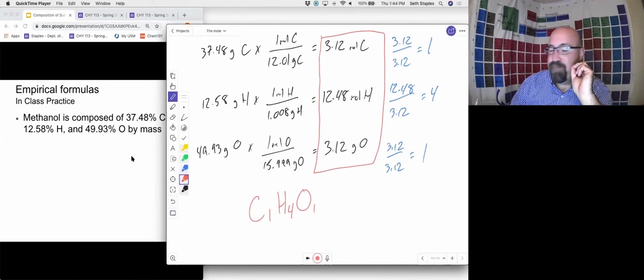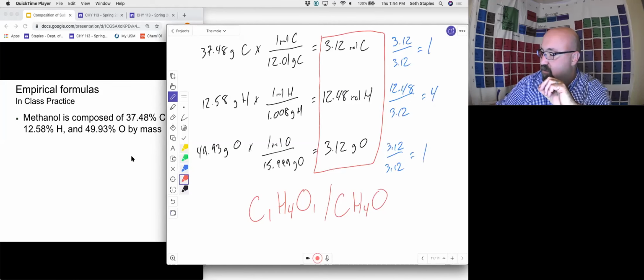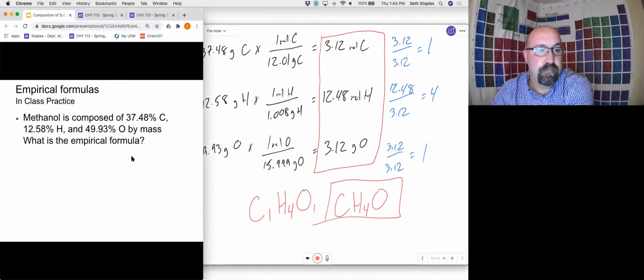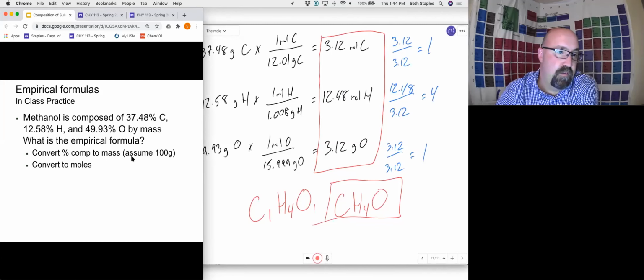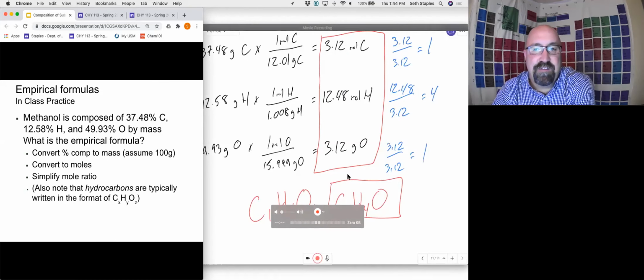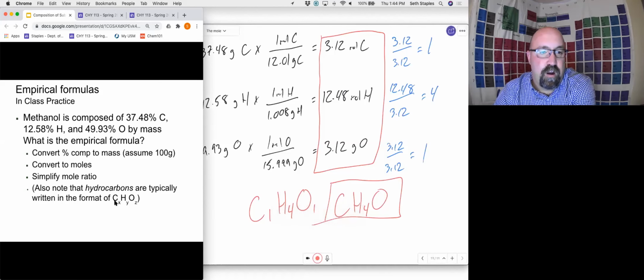And so our empirical formula for methanol is going to be CH4O. That's our empirical formula. Those are just the steps that we used. We simplified our mole ratio. And this is just a note that for hydrocarbons, we typically write in this format of carbon, hydrogen, and oxygen, in that order, with the appropriate subscripts.